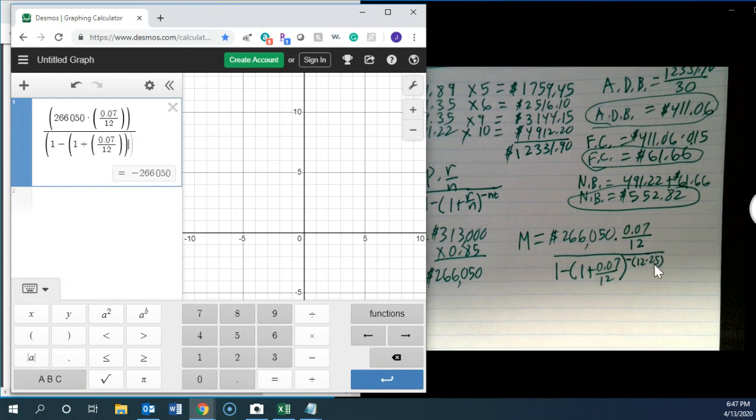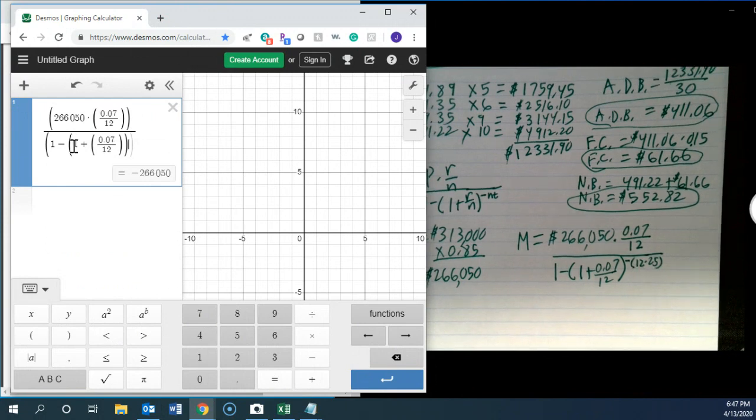Now, according to this formula, we have to take this parenthesis here to the negative 300 power. So we will hit our exponent key. Now, here's the difference. On your TI-84 or 83 calculator, it's that up caret symbol. I believe it's by the clear key.